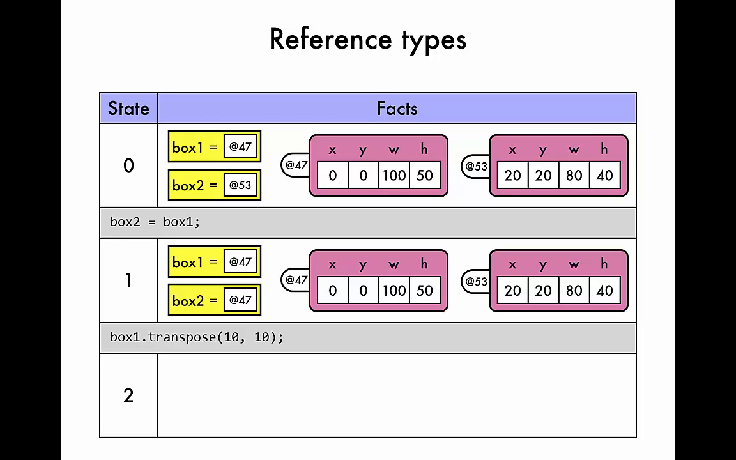The answer is that method calls modify the heap. They do not modify reference values. Given that, it should be obvious how the heap has changed.